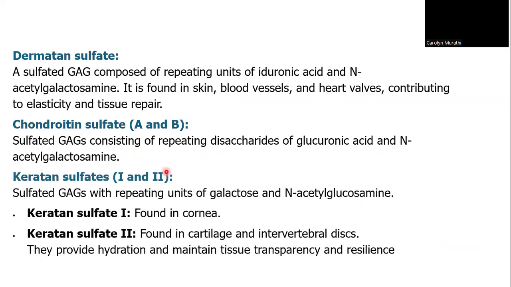Keratan sulfate is also another form of GAGs, and it's majorly found in the cornea and also the cartilage. They provide hydration and also maintain tissue transparency and resilience.